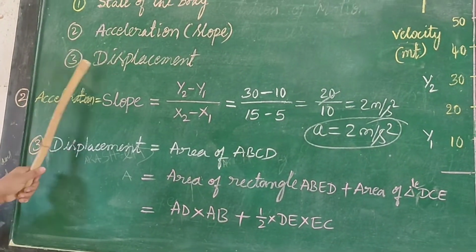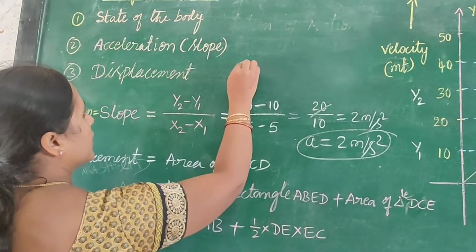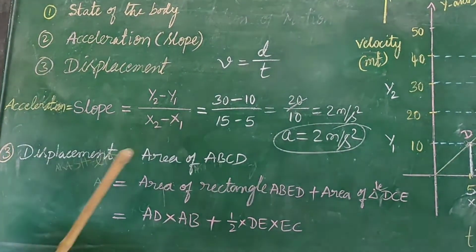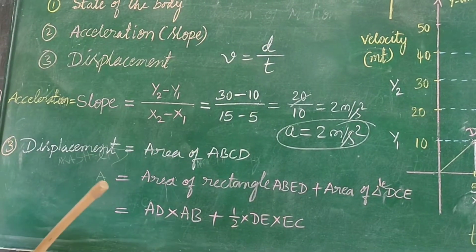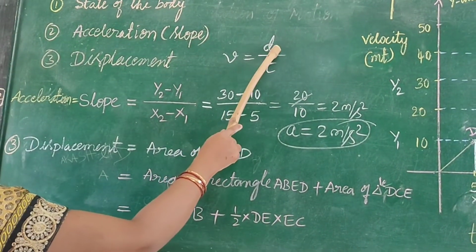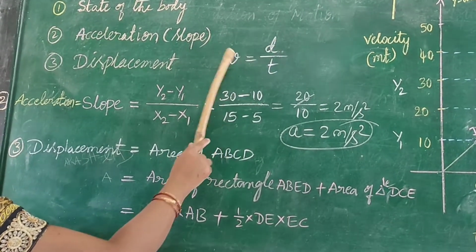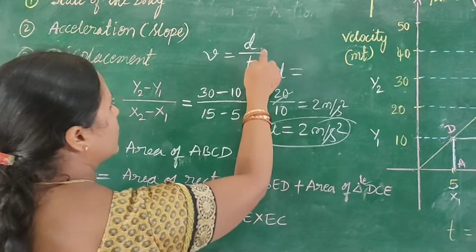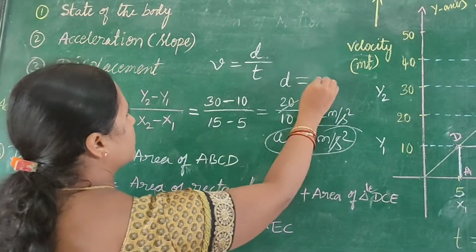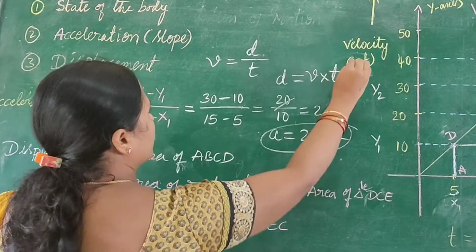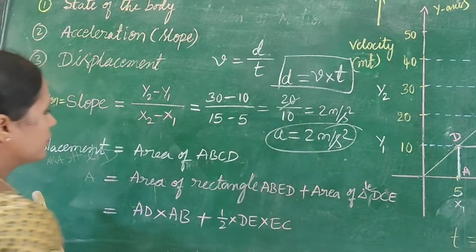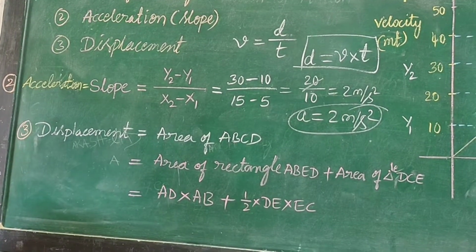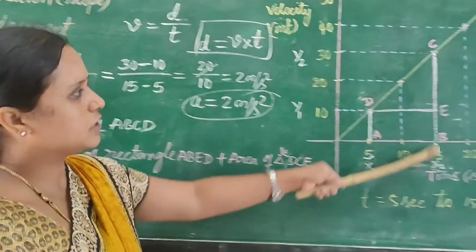Displacement. Students, you know that the velocity is nothing but displacement divided by time taken. By using this formula, we can calculate the displacement. So displacement is equal to velocity into time. So now I will rearrange the formula. This displacement d is equal to velocity into time. So by taking this one, we can calculate the displacement. How to find the displacement? We can take this one.